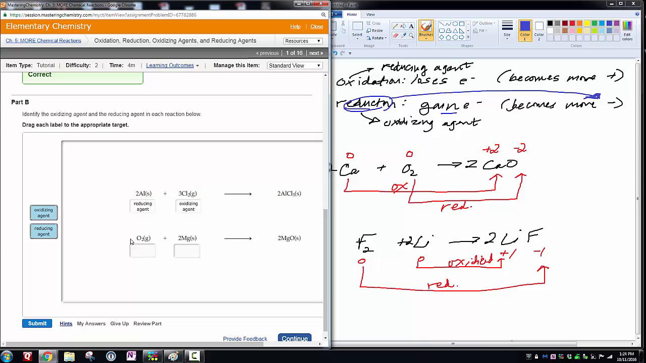Okay, same story, elemental, elemental. So these both have a charge of 0 to start. Ionic compound, magnesium's +2, oxygen's -2. So I went from 0 to -2. I became more negative. I must have been reduced. That makes me the oxidizing agent and the reducing agent.